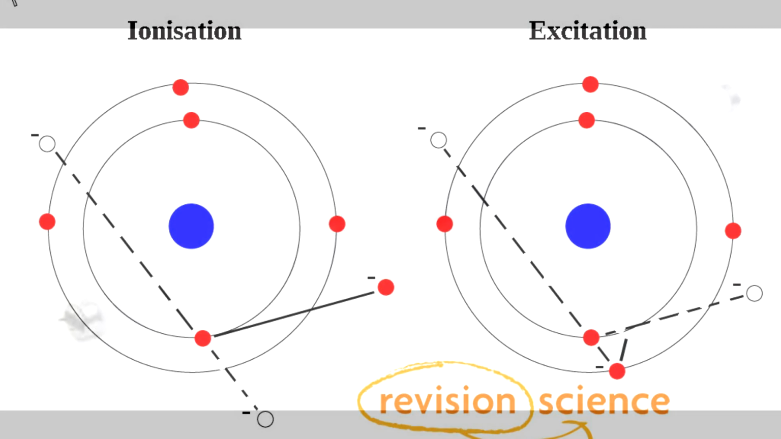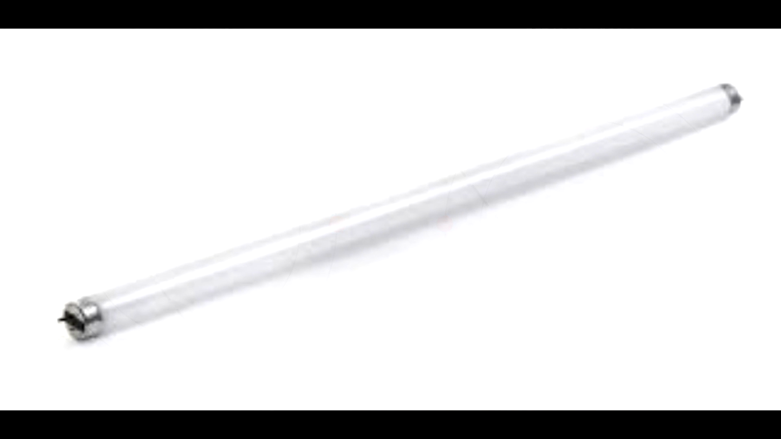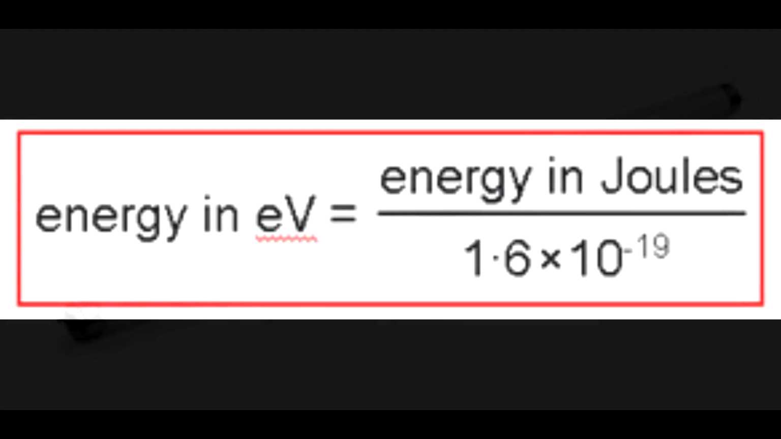In a fluorescent tube, excitation causes electrons to produce light. This is caused by the high voltage, and this ionizes mercury atoms, producing free electrons, causing the electrons to collide, causing excitation, which emits photons.